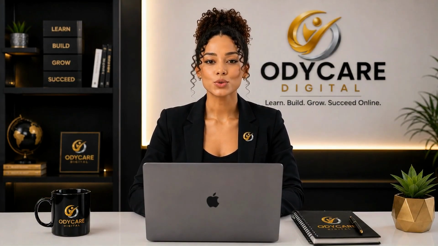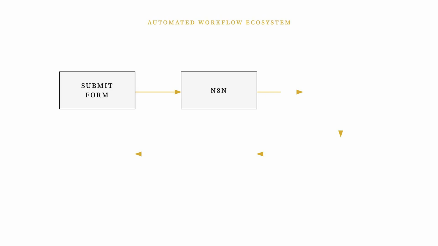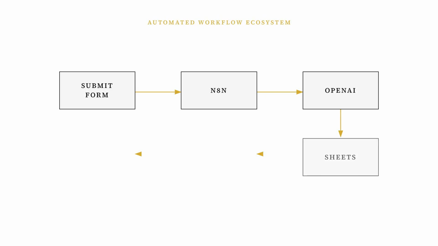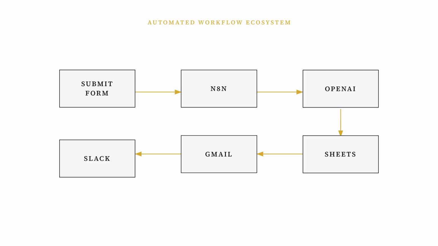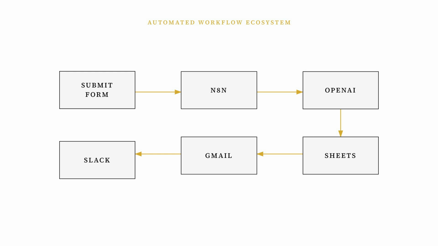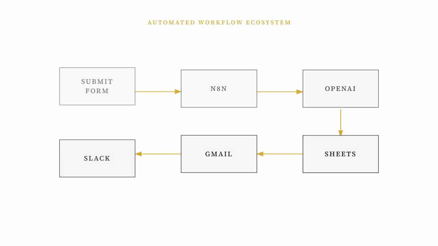They combine several tools together. For example, a customer submits a form. The info is sent to N8N. OpenAI analyzes the request. Google Sheets stores the data. Gmail sends a confirmation, and Slack notifies your team. Everything happens automatically. This is the power of finding the right combination for your specific workflow.